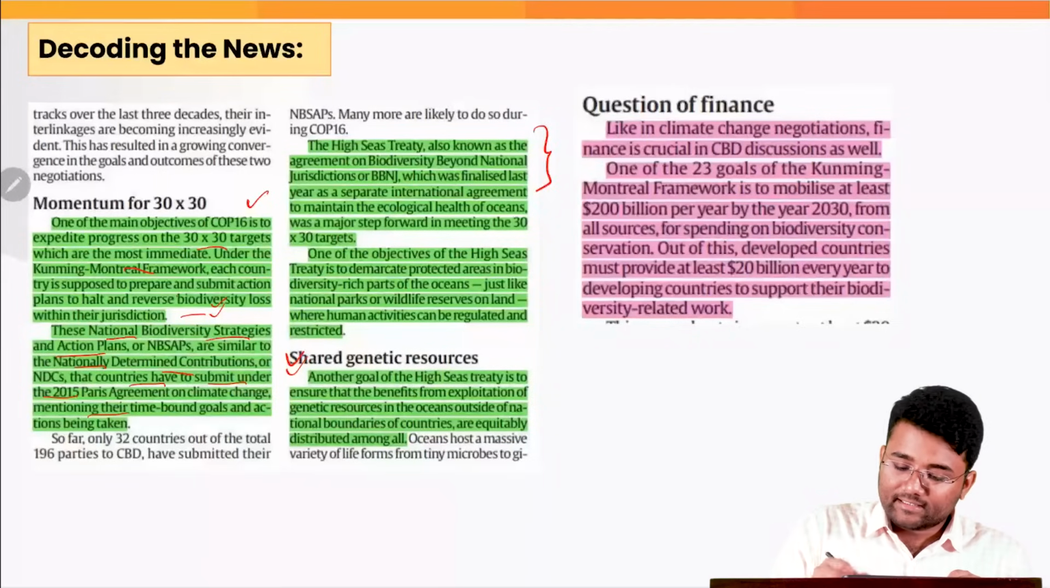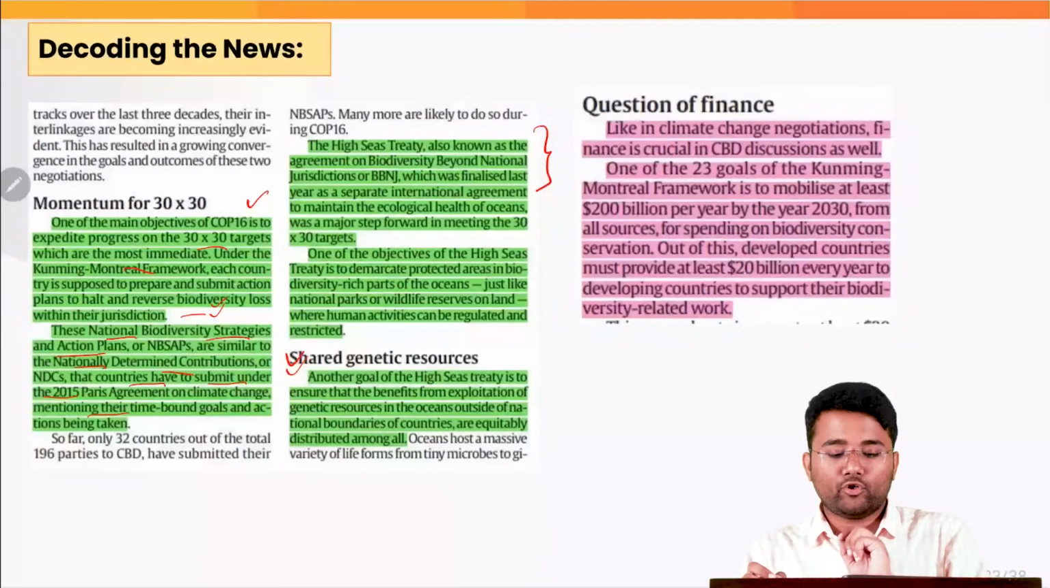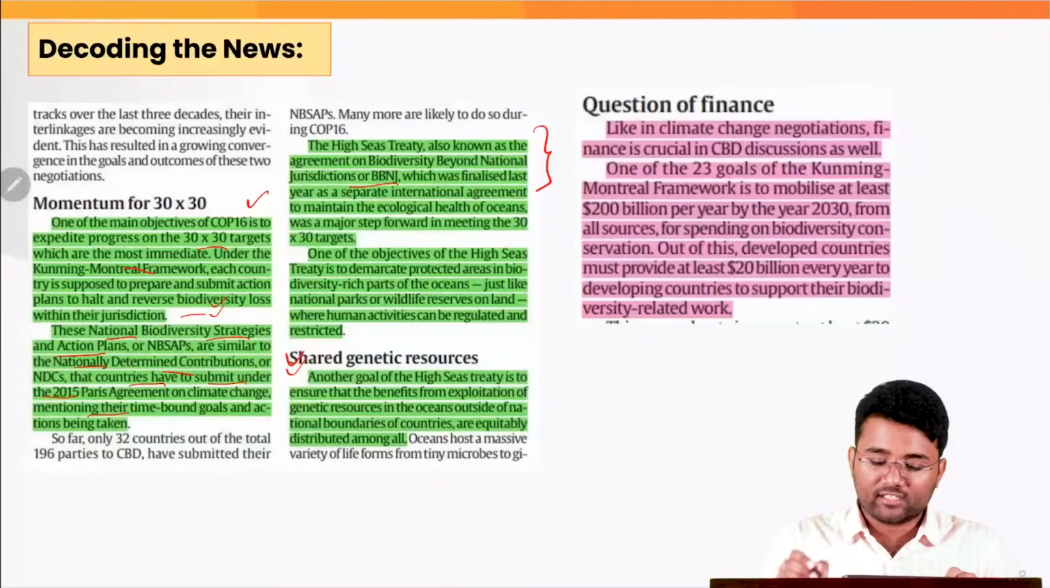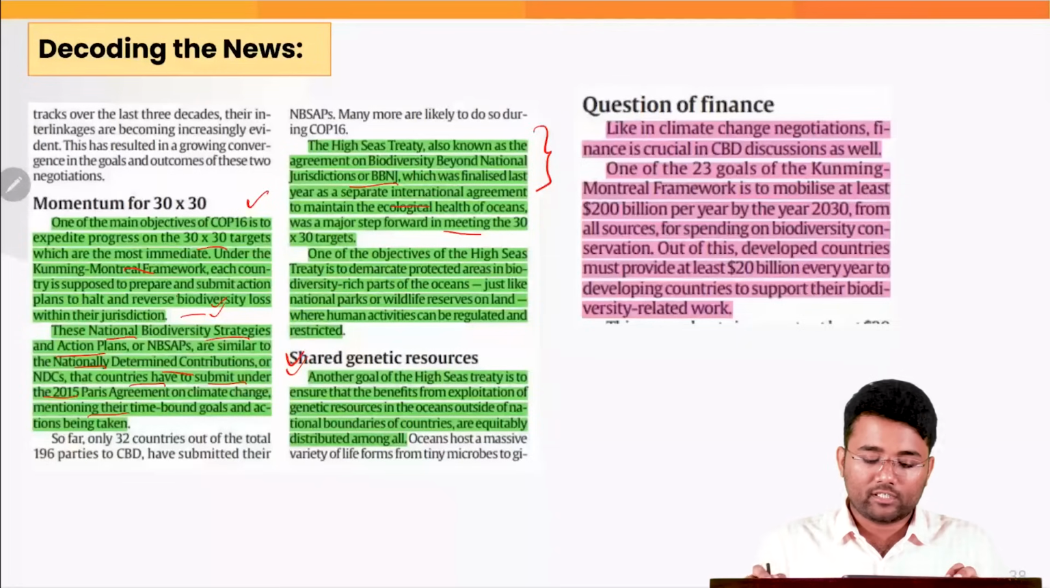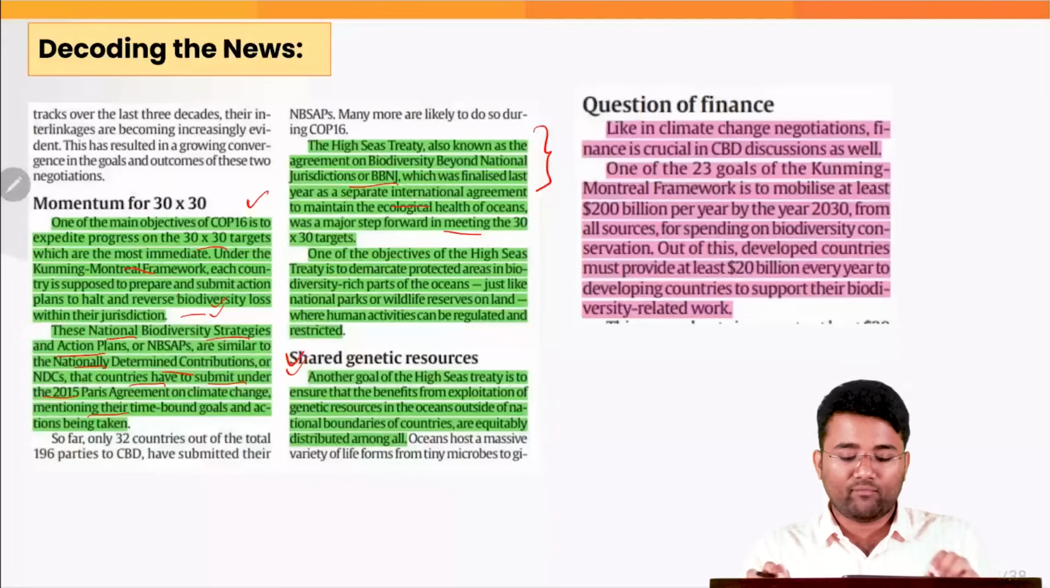Also, there is a High Seas Treaty, also known as the Agreement on Biodiversity Beyond National Jurisdiction, which was finalized last year as a separate international agreement to maintain the ecological health of oceans. It was a major step forward in meeting this 30 into 30 target.